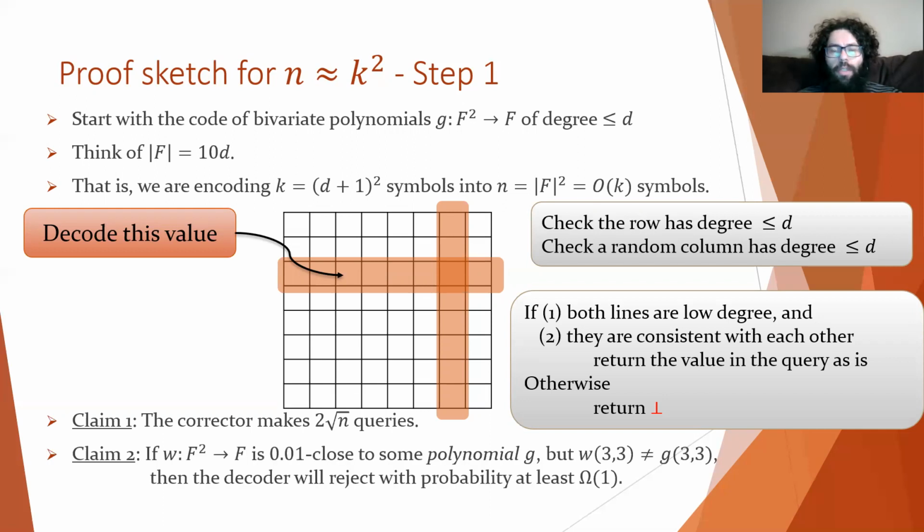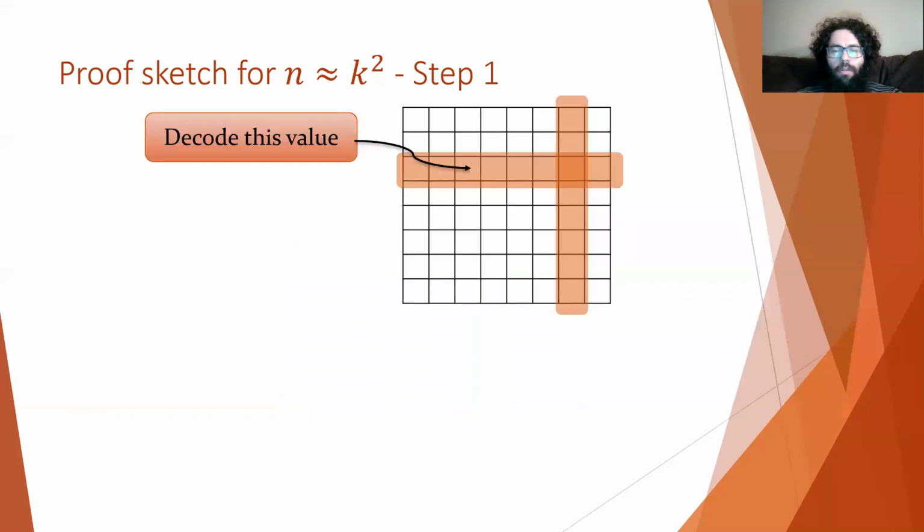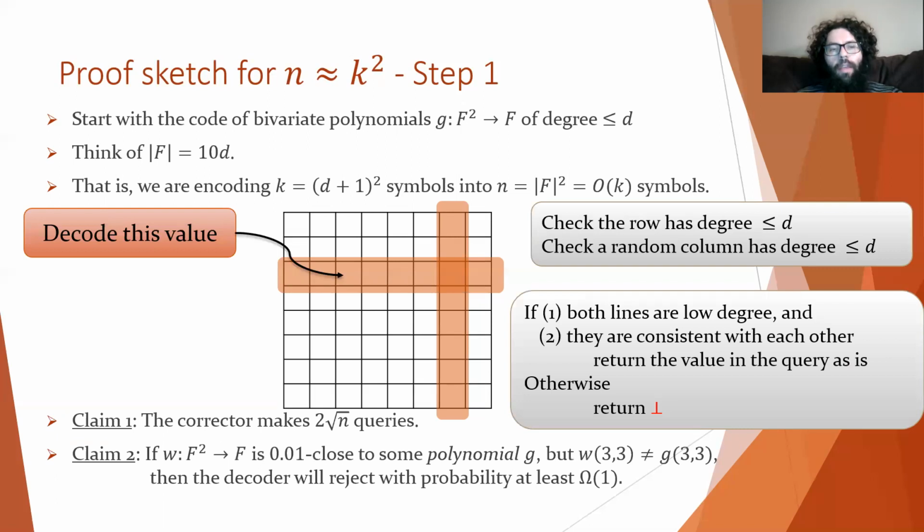And here is a small claim, not very complicated. If the word W that we get is, let's say, 1% close to some polynomial, but the value in this position that we want to decode is incorrect, then the decoder will reject with some constant probability. To see the proof of this, let's say that this close polynomial is just the zero polynomial. It means that most entries in this matrix are zero, but specifically in this position, the entry is not zero.